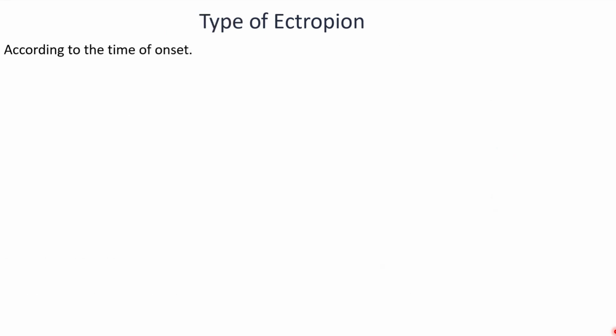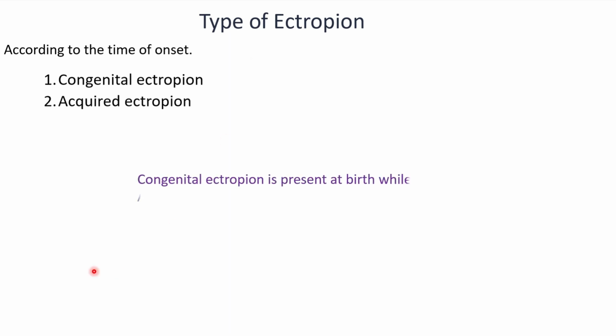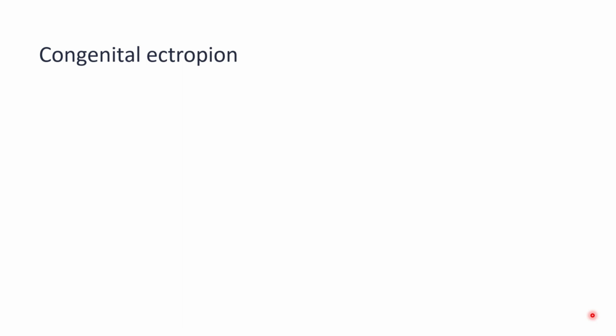Now come to know the types of ectropion. It can be categorized into 2 main types according to the time of onset. 1. Congenital ectropion, and number 2. Acquired ectropion. So friends, congenital ectropion is present at birth, while acquired ectropion develops after birth. So let's know what is congenital ectropion.